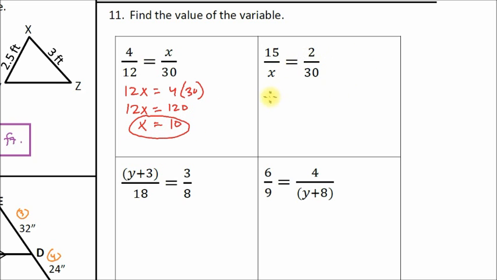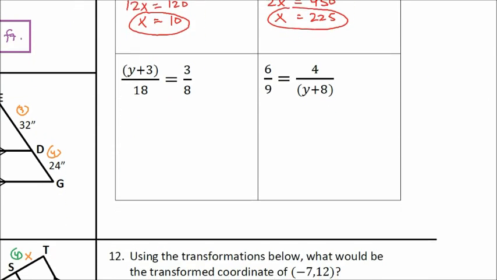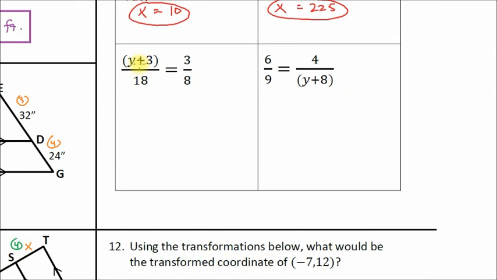Next one, x times 2 is 2x equals 15 times 30. 15 times 30 is equal to 450. Divide both sides by 2, and x is equal to 225. Next two questions, no big deal, we have a binomial.